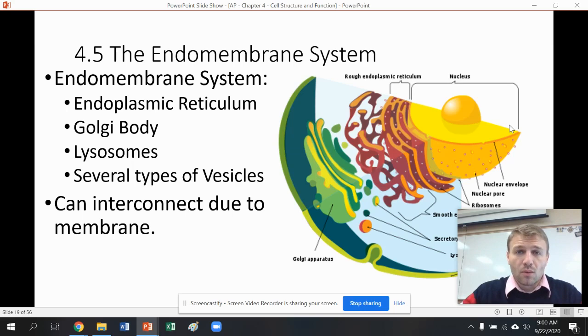These are going to be organelles that work together, and they're going to be moving things into and out of the cell. So the first one we're going to talk about is the endoplasmic reticulum. That's called the ER. We have the rough ER and the smooth ER. We have the Golgi body. We have lysosomes. We also have other types of vesicles that we're going to see with their own membrane. And these interconnect and work with each other through having their own membrane. So the big important thing here is all four of these are going to have their own membrane, and they're going to work together.